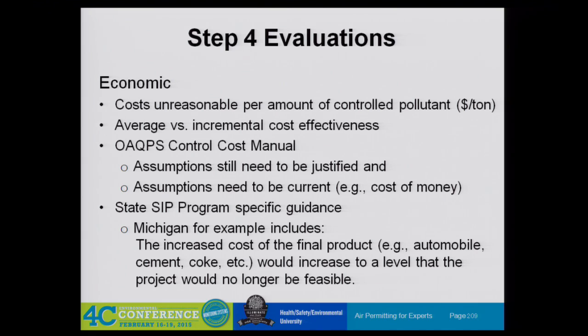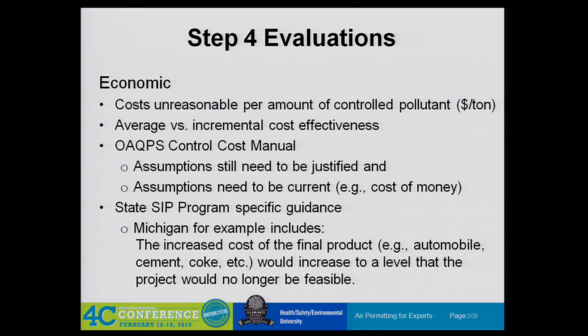Then finally, the economic. Here they started trying to determine what's cost reasonable per amount of controlled pollutant, dollars per ton. That's the benchmark or what it's based on. Average versus incremental costs. That's basically saying, what's the cost of controlling it, dollars per ton, versus how much more do I have to spend to get to that next level.